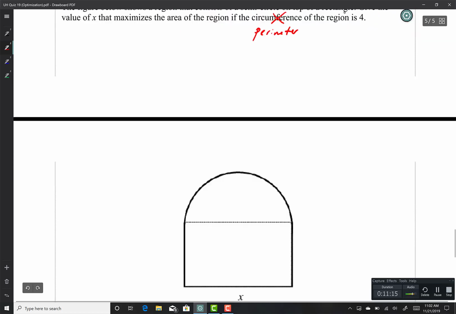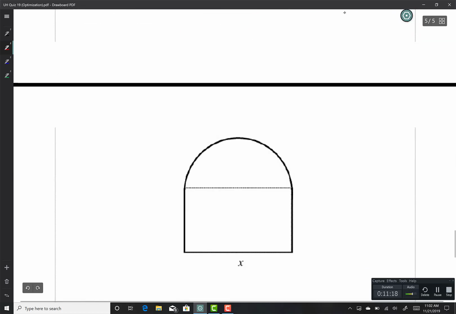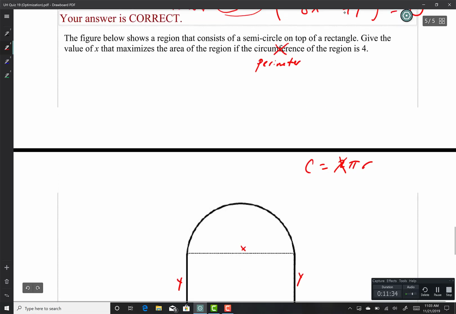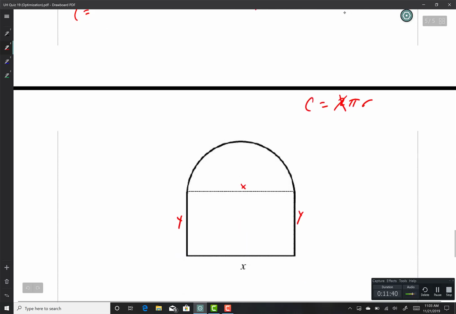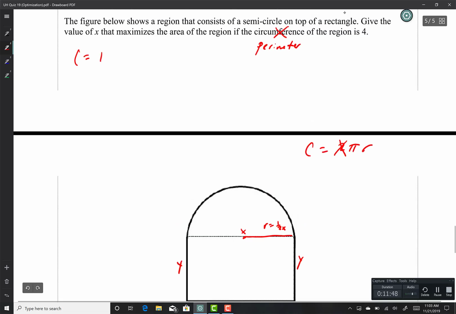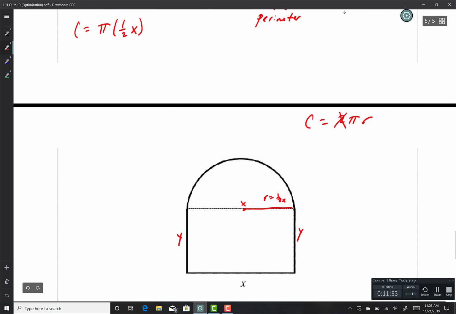Okay, so a circumference of a circle is 2 pi r, but I don't have a whole circle, I have half a circle. So circumference of half a circle is just pi r. And then this is a rectangle. I have x and y. So here we go. My circumference is equal to pi r. The radius is going to be half x. R equals half x. So I'm going to say pi times half x. So that's going to give me the top half.